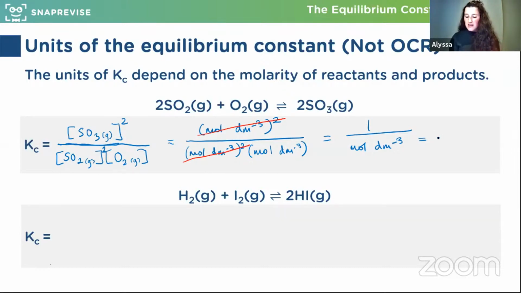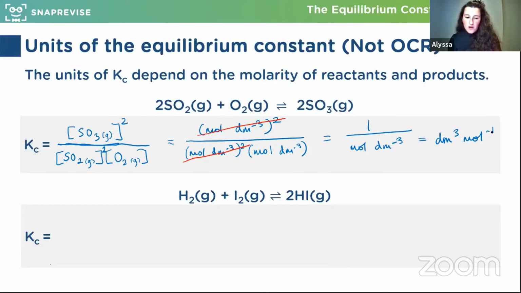Sometimes we like to write our positive powers first. So we would write dm cubed mole minus 1, because technically, mathematically, that looks a little bit better. But you don't have to. You can write mole minus 1 dm cubed and you would still get the mark.